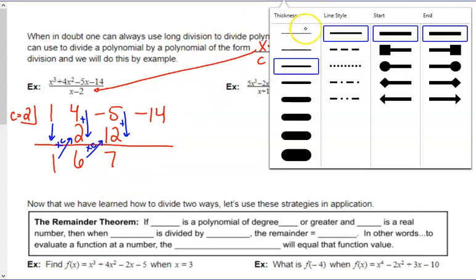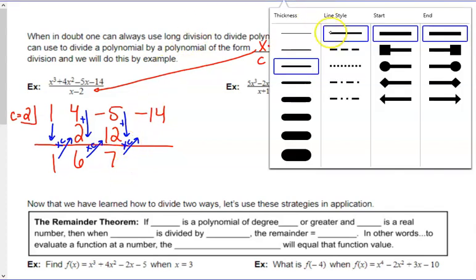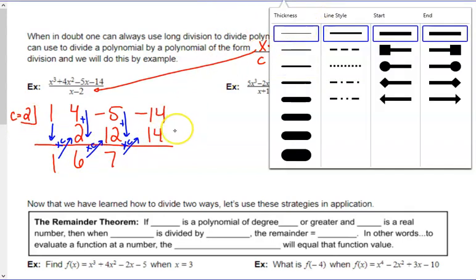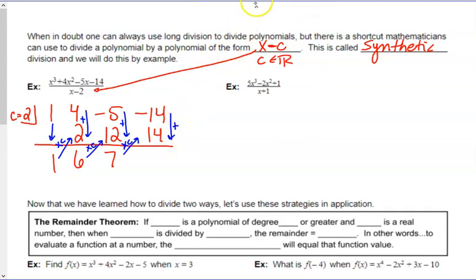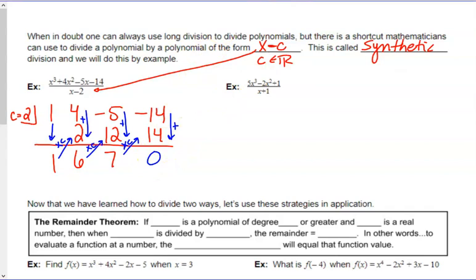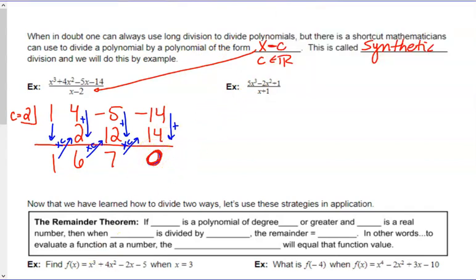Then, one last time, because I'm not finished yet, I'm going to multiply by c, and when I do that, 7 times 2 gives me a 14, and then I'm going to add those two numbers to get my final answer for this, as 0. I did so good until I got to the end. All right, there is my 0.